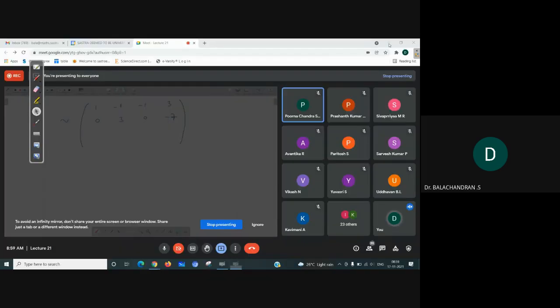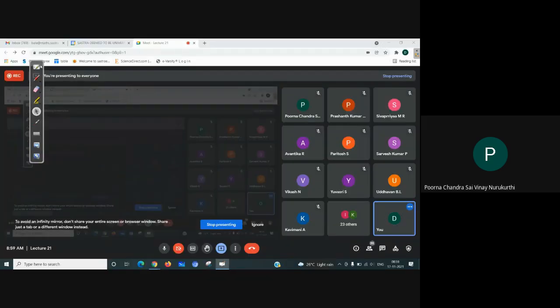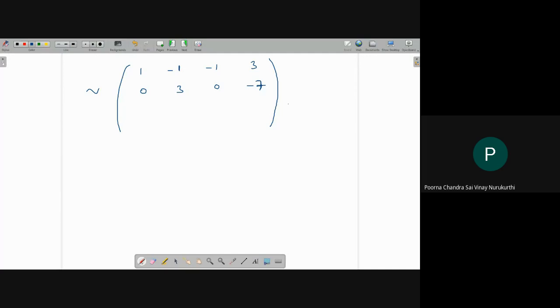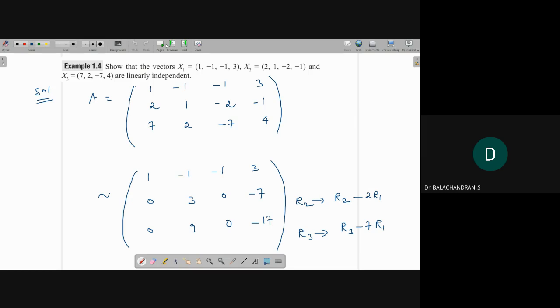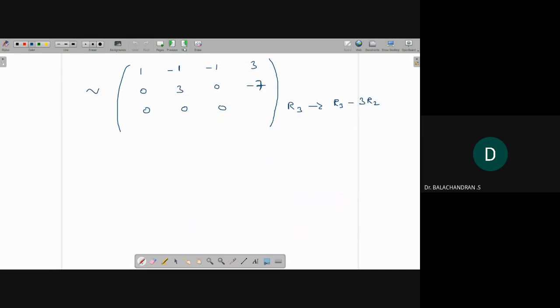Third transformation. What is the third transformation? R3 implies R3 minus 3 R2. So you already have 0, 0, 0, 0. And the last one is what? Minus 21... minus 3 plus 21. So 4. Yeah, 4. So that's all.